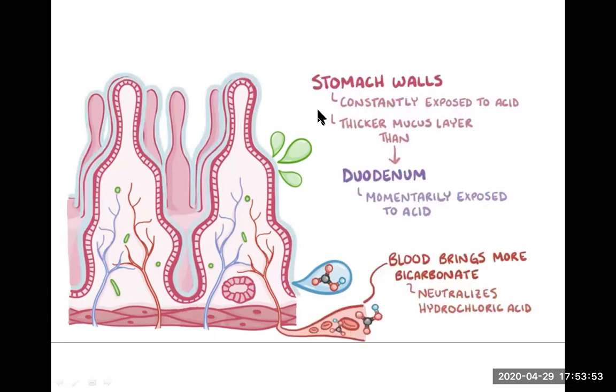In the stomach wall, as soon as the food enters there, it is constantly exposed to the gastric acid. The hydrochloric acid constantly exposes the stomach walls. That's why the layer of mucus in the stomach is thicker than in the duodenum, where the food or the gastric acid is only momentarily exposed. So the duodenal mucosal wall will be thinner compared to the stomach walls. And other than this, even the blood that is flowing into this lamina propria brings bicarbonates with it, which will help in neutralizing the hydrochloric acid.